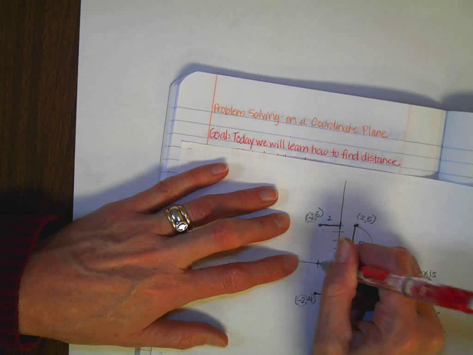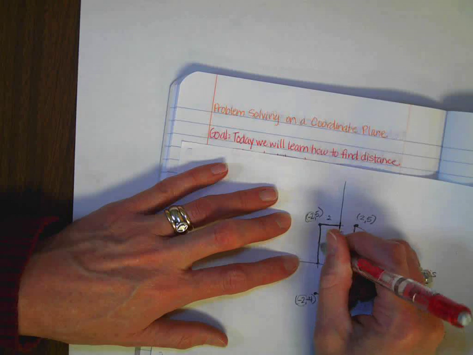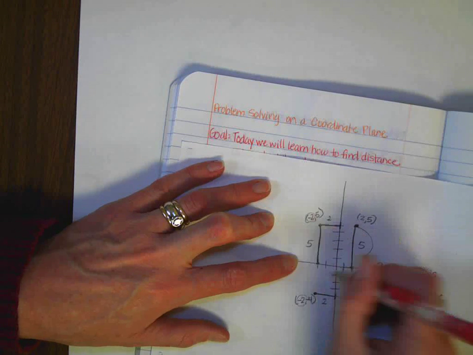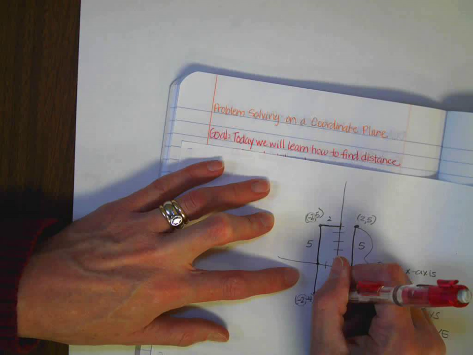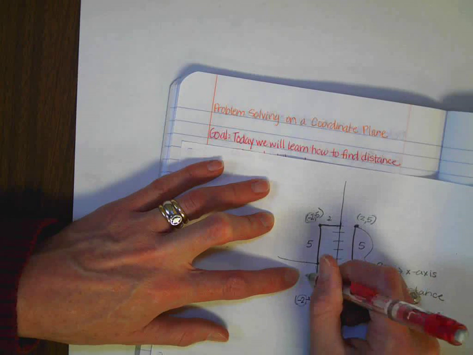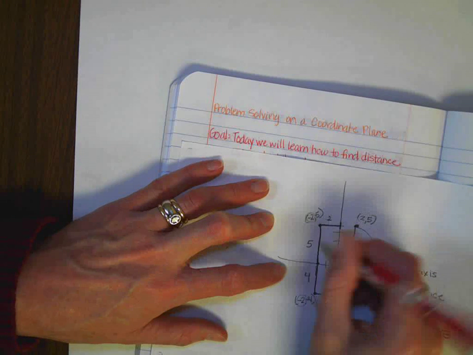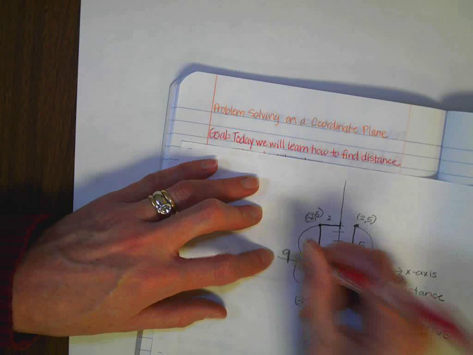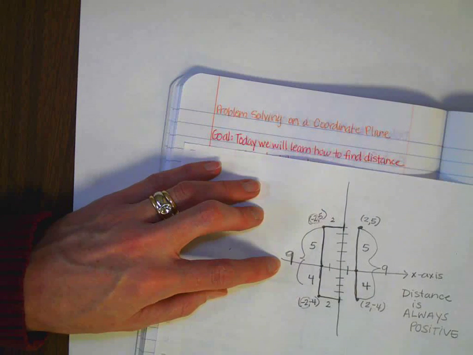Then it said from the x-axis. So let's go from the x-axis. So from here to here, count them. 1, 2, 3, 4, 5. This one's 5. Count them. Ready? 1, 2, 3, 4. This one's 4. So we now know that the distance, or the absolute value, is 9.